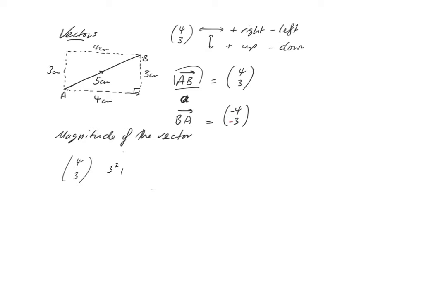So 3 squared plus 4 squared equals our magnitude squared. And in this case, 3 squared is 9, plus 4 squared is 16. I'll just call that m squared. So 25 equals m squared. Oh, look at that. 5 equals m just by square rooting both sides. So that's how we find the magnitude of a vector.